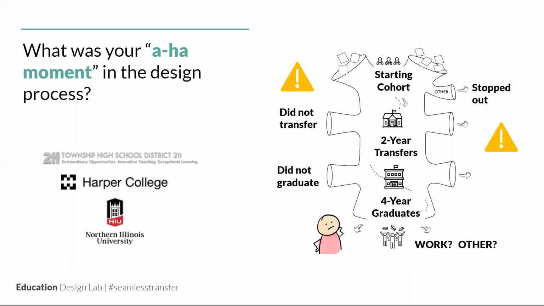This picture that you're seeing here is the map where we actually mapped the cohort from start to finish. In this case, for Harper and Northern Illinois, starting in high school, and we mapped out the data. But I think it's a great question. What data did you use?